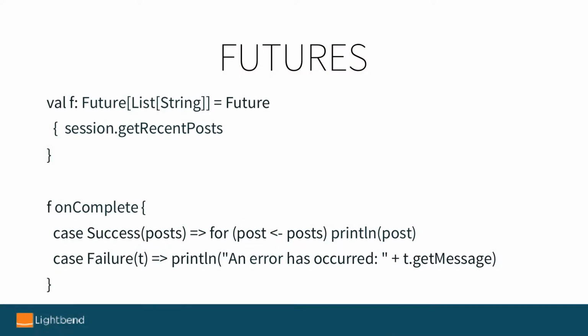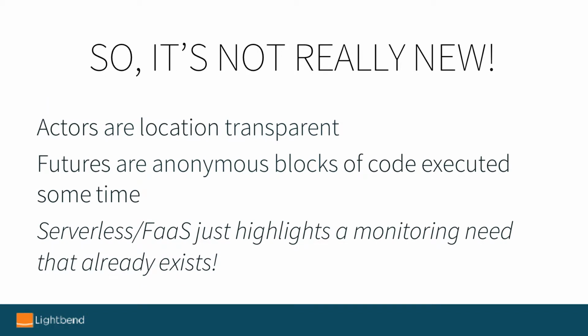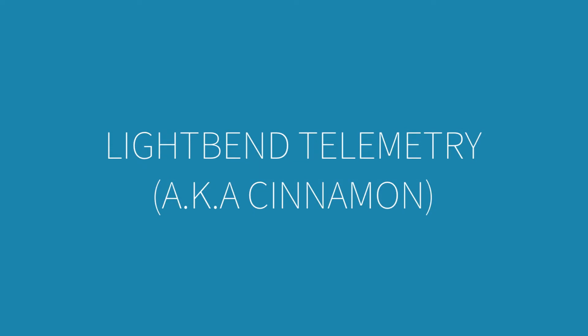We also have something called futures. And futures are an anonymous block of code executed at some point in time, somewhere. Hopefully on the server you have the code running, of course. So this is not really new, Amazon Lambda. All it does is emphasize a monitoring need that already exists. And that's a good segue to our solution called Lightbend Telemetry, also known as Cinnamon.